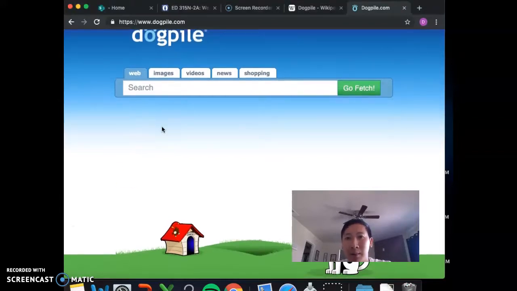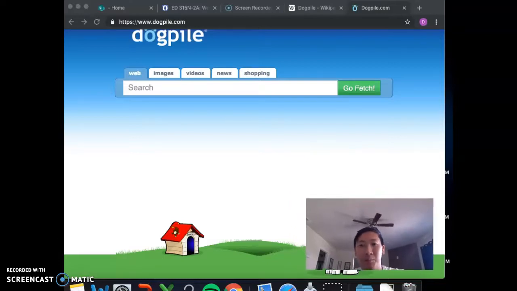Dogpile is the one I'm going to be talking about today, and the reason why I chose it is because of its interface, the background, as well as its pull towards dog owners. As you can see on the screen, which is what I'm pointing to, is the dog house, as well as the dog in the background. And you can see up here that there are different sub searches for images, videos, news, shopping, and my favorite is the clicker button, which says go fetch.